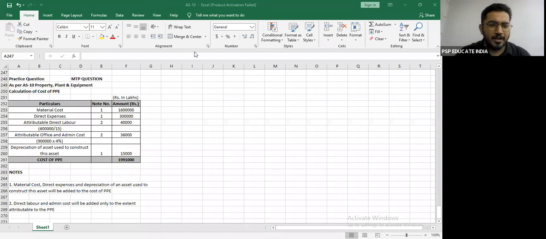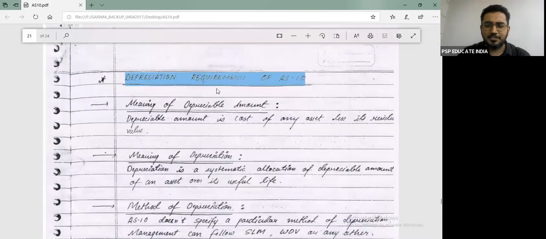Okay, I hope you all are absolutely clear with the entire first section of accounting standard 10 pertaining to PPE. Because now we will go next to the depreciation part of this accounting standard, which completely explains to you about depreciation accounting. Come to this page, depreciation requirements of AS-10. Let's conceptually understand each and every part of this accounting standard, and then we will have a look at the practical questions.